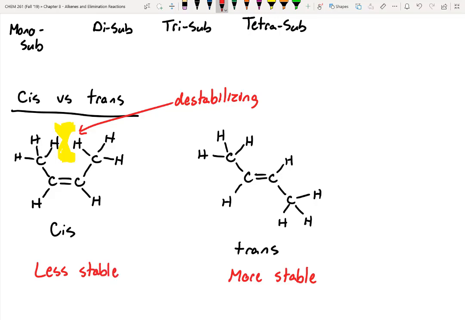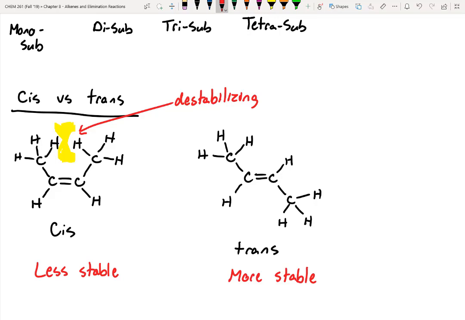This is kind of interesting when you think about it, because when you think about natural fats, which double bonds are found in natural fats, cis or trans? So trans are the unnatural ones. That's the stuff that causes heart disease. So cis fats are actually natural.